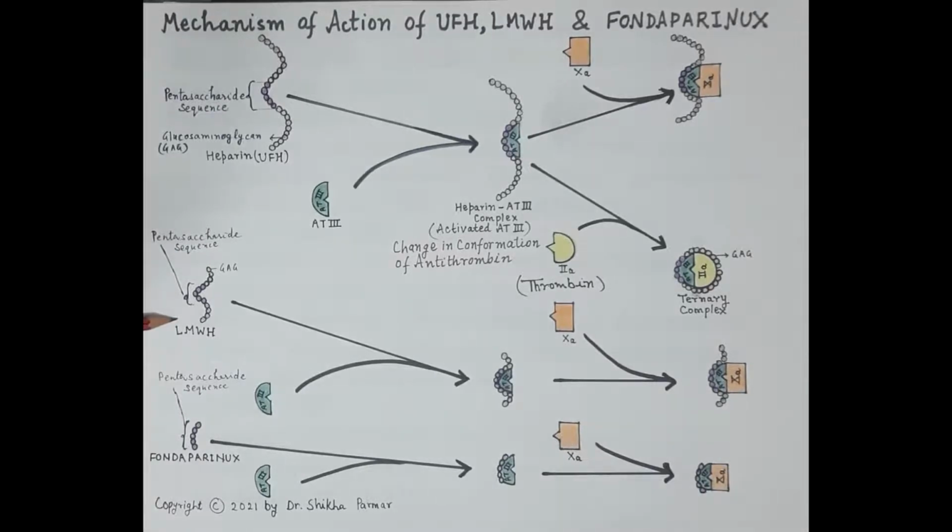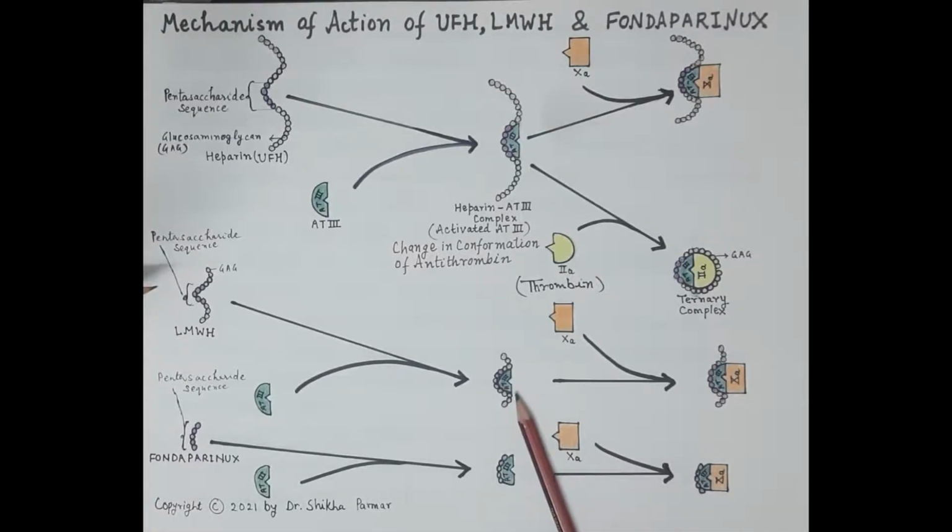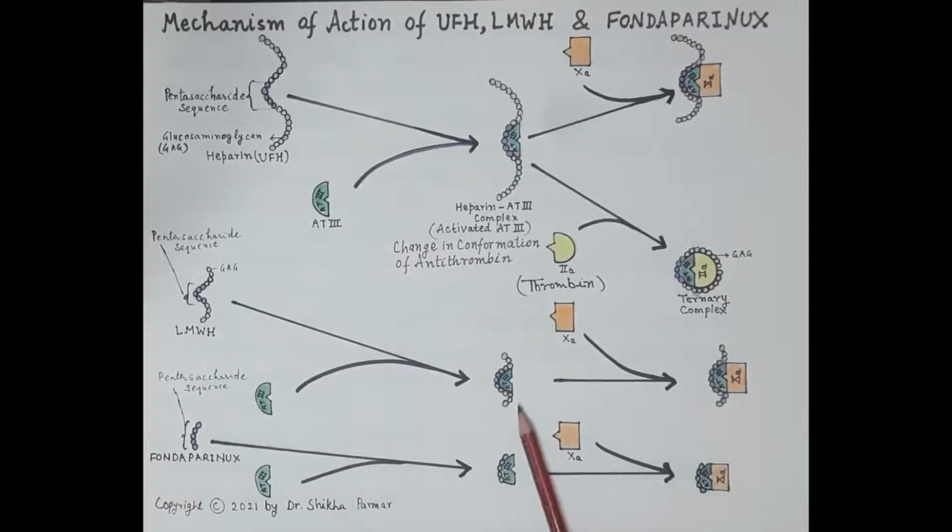Now, this is the structure of low molecular weight heparin. Low molecular weight heparin is a fraction of heparin. It consists of a short polysaccharide chain. So this is one of the polysaccharide chains of low molecular weight heparin. Now, this chain consists of the same 5 sugar sequence termed the pentasaccharide. When this pentasaccharide sequence binds to antithrombin 3, it induces a conformational change, antithrombin 3 gets activated, and there is enhancement in its ability to bind to the clotting factors. So this is the formation of a complex between low molecular weight heparin and antithrombin 3.